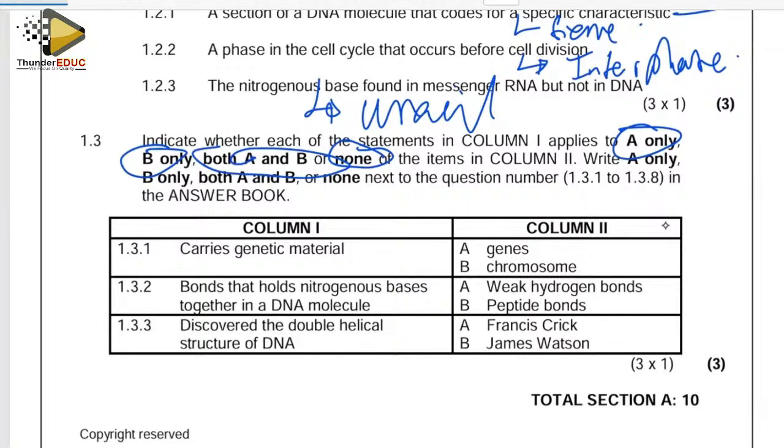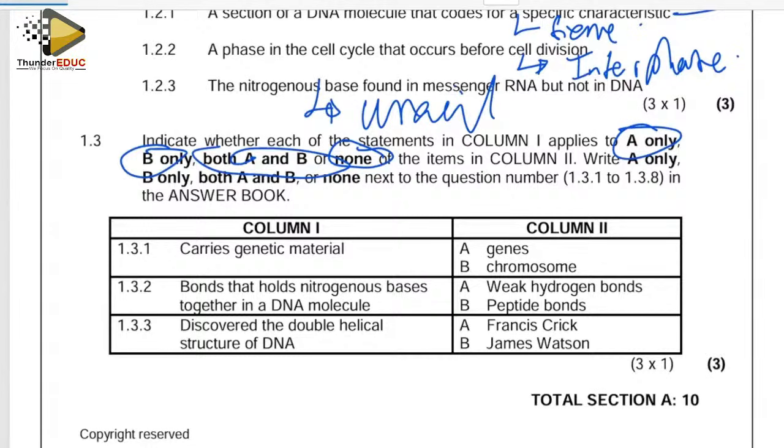They're saying which is genetic material? Chromosomes. They carry genetic material. B. What about genes? Genes are the genetic material we are talking about. So it means that chromosomes carry genes, basically.